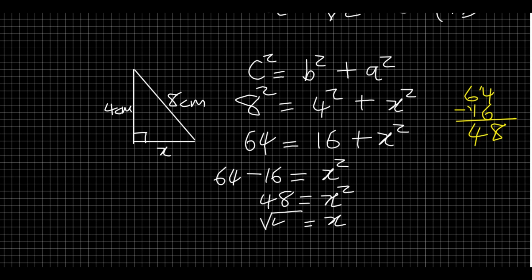The square root of 48 doesn't have a perfect square, so you can just punch it into your calculator to get the square root of 48. So in the end, we have found the value of X using the Pythagoras theorem.